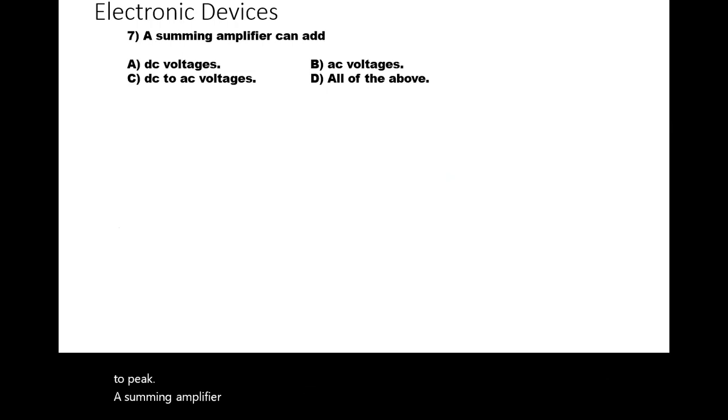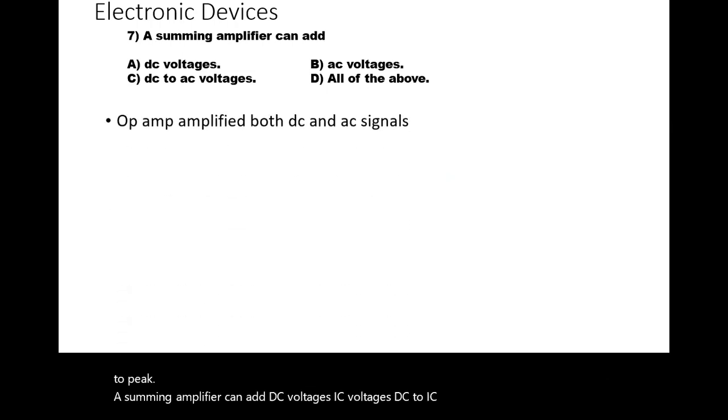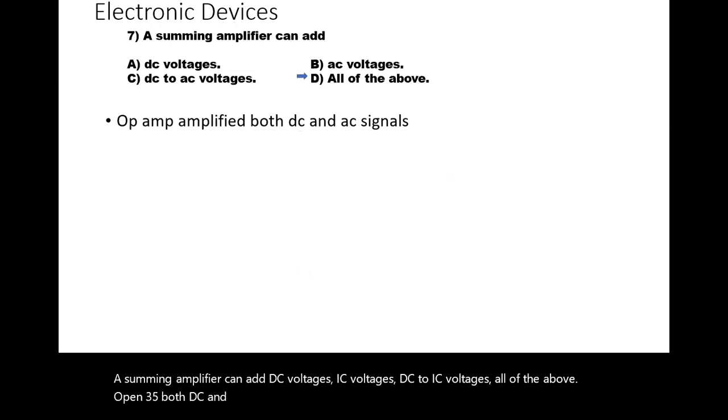A summing amplifier can add DC voltages, AC voltages, DC to AC voltages, all of the above. An op-amp amplifies both DC and AC signals, so therefore that is all of the above.